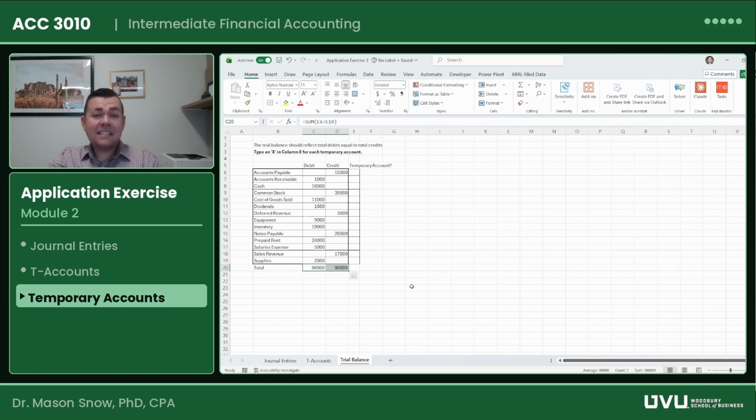But the last task that I want to work on today is practicing your skill in classifying temporary versus permanent accounts. This should be pretty straightforward. Go through column E and type in an X whenever you think a given account is temporary. You should get some pretty immediate feedback from the conditional formatting I've plugged in. But go ahead and pause your video now, work through that, and then we'll wrap up together.